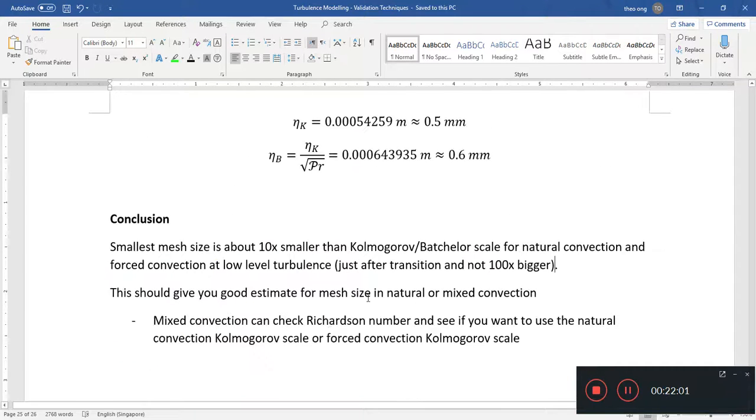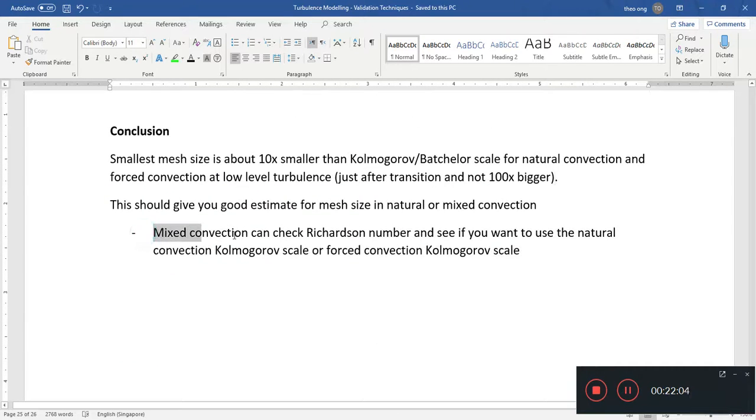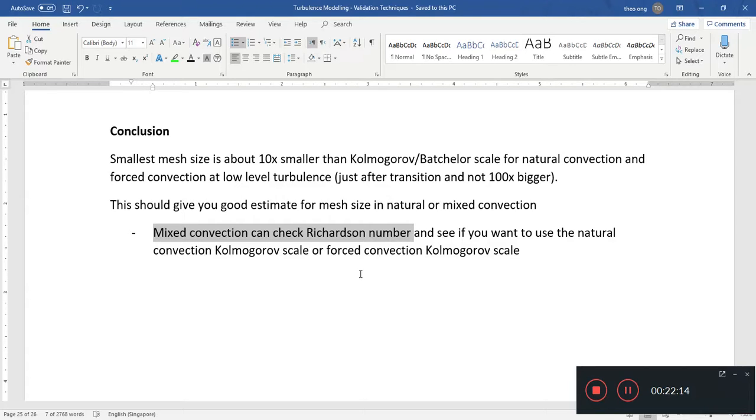And of course for mixed convection, you want to check your Richardson number, and you want to see if the natural convection Kolmogorov scale or the forced convection Kolmogorov scale is smaller. If it's a low Richardson number, of course we tend to use the forced convection scale. If it's a high Richardson number, meaning 10 and above, natural convection will dominate, then we use the natural convection Kolmogorov scale. So that's just something to be mindful about.